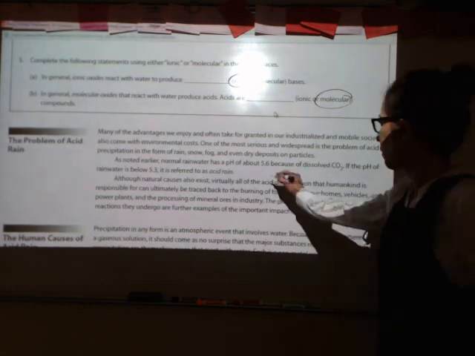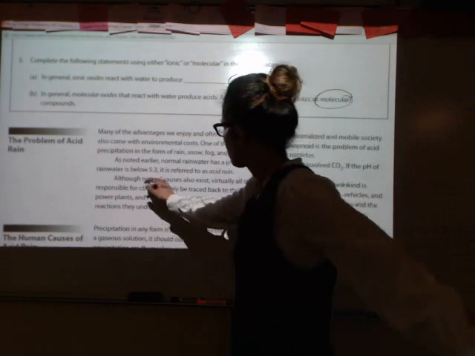Okay, now we're on the problem of acid rain. One of the most widespread and serious problems of acid rain is in the form of rain, snow, fog, and even particle deposits. Normal rainwater has a pH of about 5.6, because carbon dioxide in the atmosphere is dissolved in it. If the pH is below 5.3, you have something called acid rain.